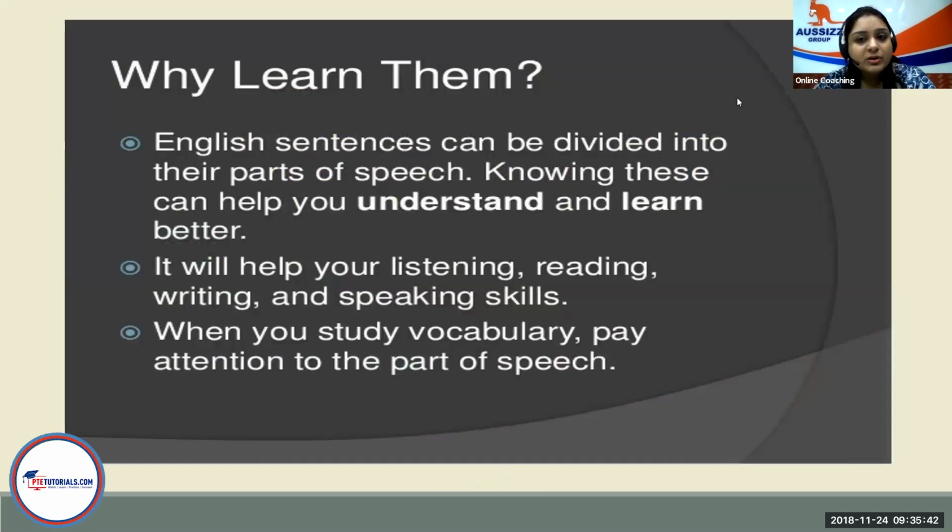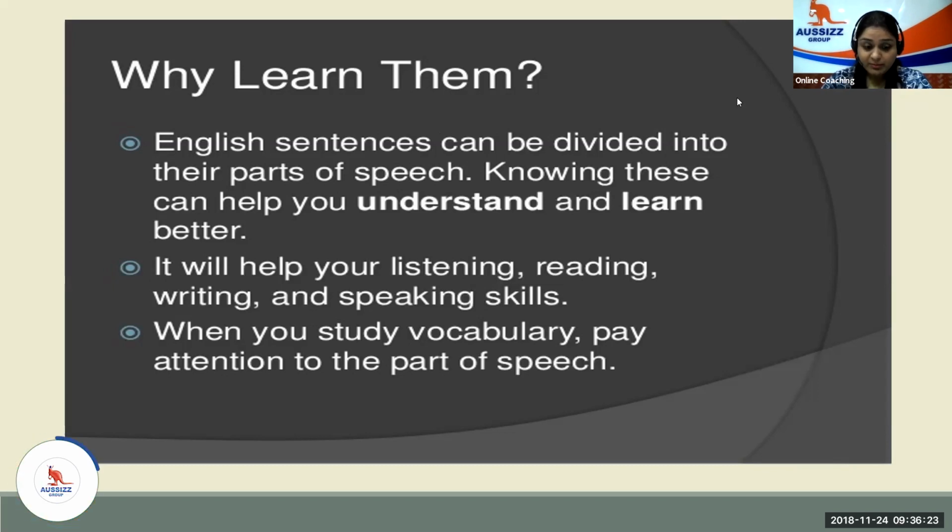Okay, why is it important to learn them? Just English sentences, this is called parts of speech. It also helps you to understand and learn better. If you don't know what English is, you cannot go beyond that level of utilizing it properly in your daily life. Specifically in IELTS, it will also help you in reading, listening, writing, and speaking. To comprehend the language properly, to comprehend what I am saying to you, what you are saying to me, I have to understand the basic structure, and it will also help us in our 4 modules. Okay, when you study vocabulary, pay attention to the part of speech.